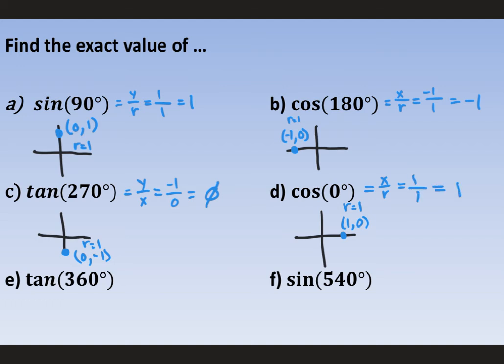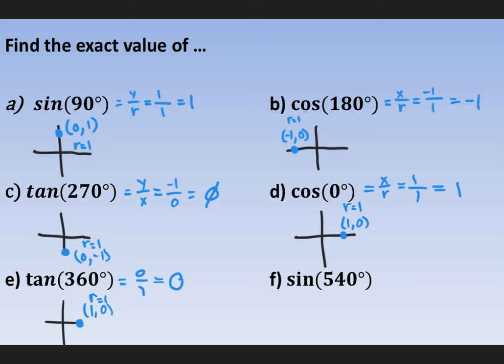Tangent of 360, okay, we draw the axes real quick. 360 is at the same spot as 0. So this is also 1, 0 with an r of 1. Tangent is y over x, so that's 0 over 1 in this case. 0 divided by 1 is 0. It's when the 0 is on the bottom that is our issue.